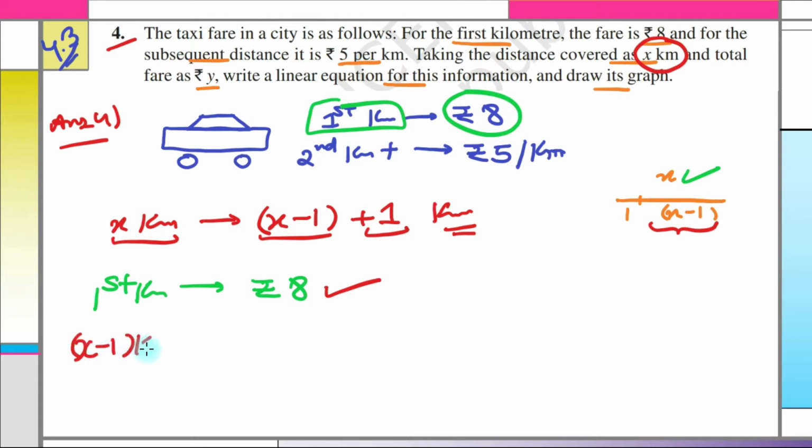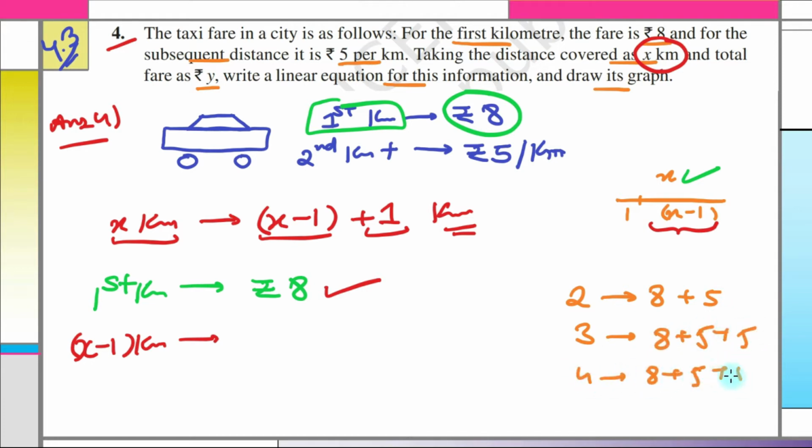So for the x minus 1 kilometers, what will be my total fare? Let me give the example again. For 2 kilometers it was 8 plus 5. For 3 kilometers it was 8 plus 5 plus 5. For 4 kilometers it was 8 plus 5 plus 5 plus 5. That is the example I just told you.